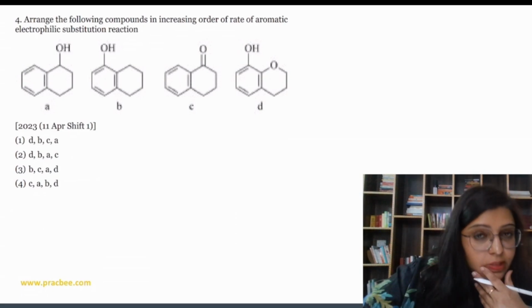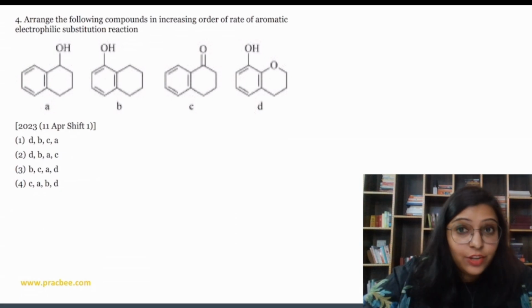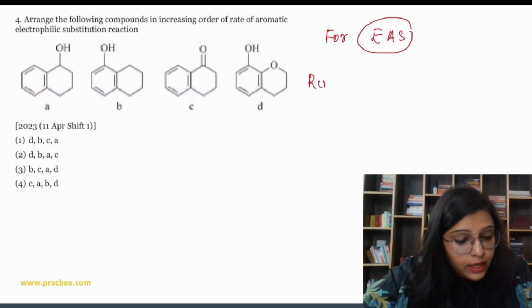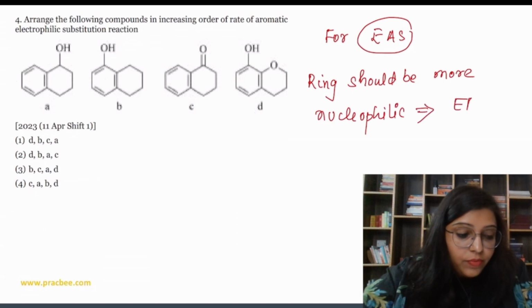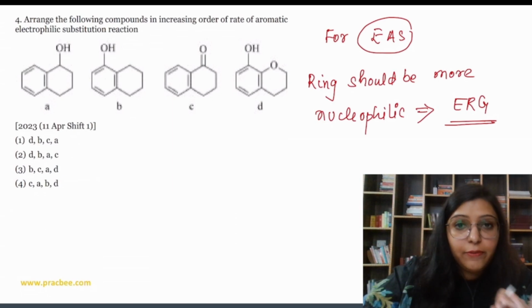Arrange the following compounds in increasing order of rate of aromatic electrophilic substitution. Electrophilic substitution, EAS. So for EAS, the ring should be more nucleophilic, right? And that happens in the presence of an electron releasing group. It means we have to look for an electron releasing group.